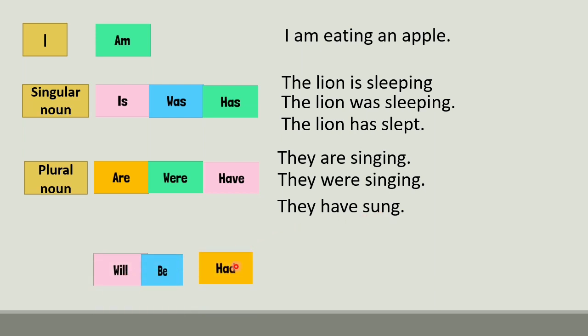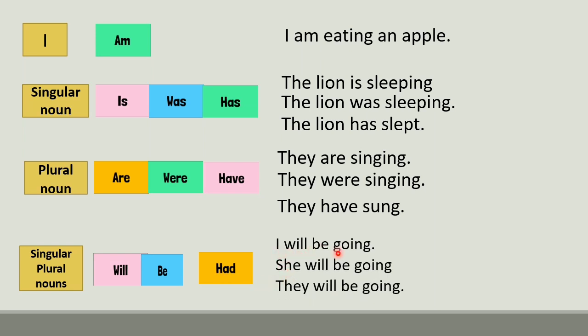Will be and had. When do you use these, children? You have to use will be together or had for a singular as well as a plural noun. It can be for both. You can write he will be singing or they will be singing. He is one and they means many. So you can use it for either singular or plural. You can use will be or had. Let's look at some sentences here.